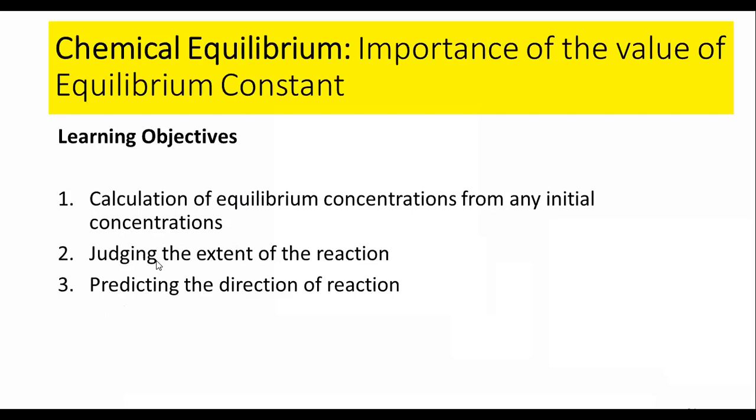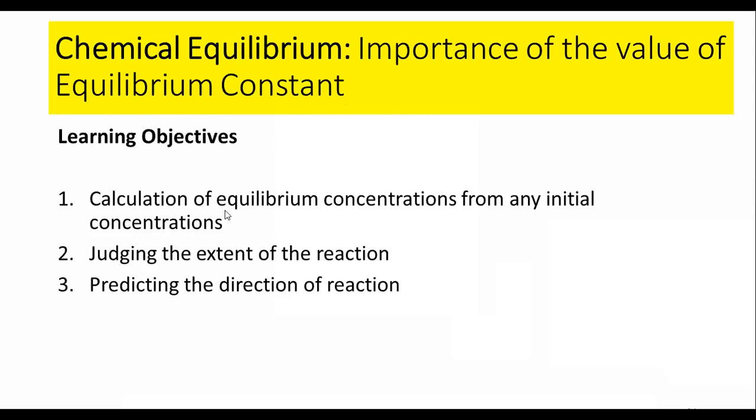The second application of the importance of the equilibrium constant is that you can judge the extent of the reaction. And the third one is you can also predict the direction of the chemical reaction based on the value of the equilibrium constant. So these three are the main learning objectives, which are based on the value of the equilibrium constant.